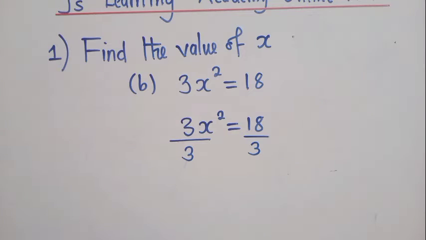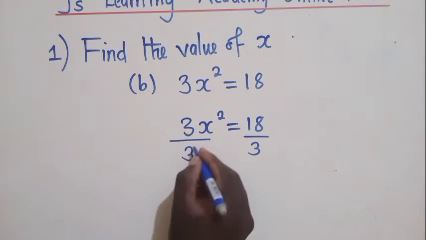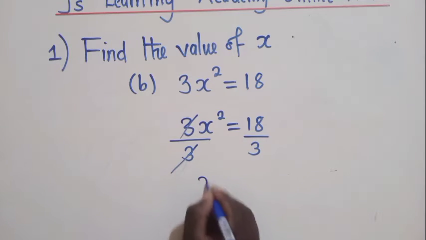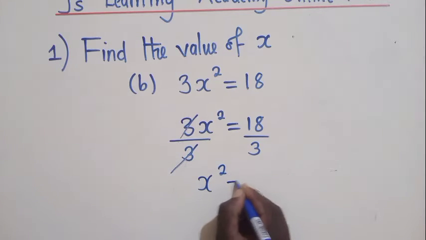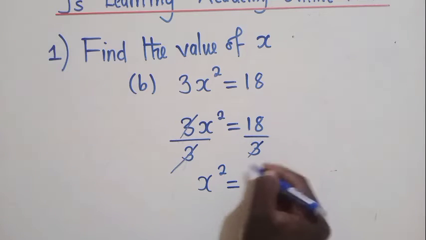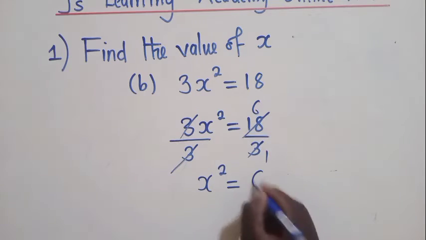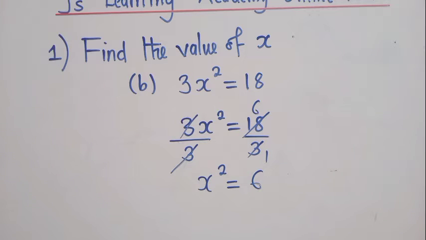Divide both sides by 3. 3 into 3, 1. Into 3, 1. We are remaining with x power 2, which is equal to 3 into 3, 1. Into 18, it's a 6. So this is what we have: x squared is equal to 6. The next thing here will be to get rid of this power. This now calls for the laws of indices.